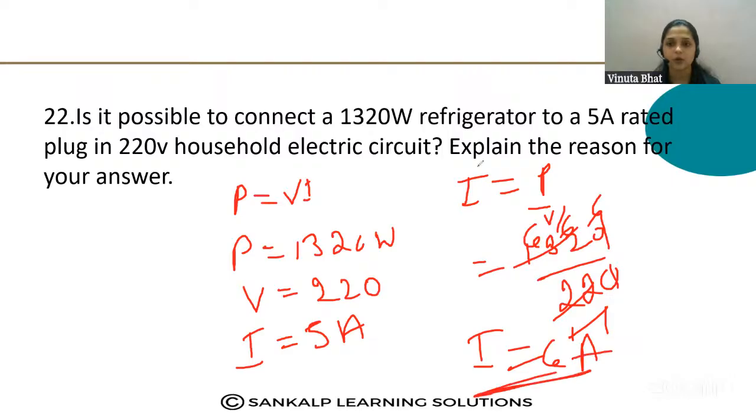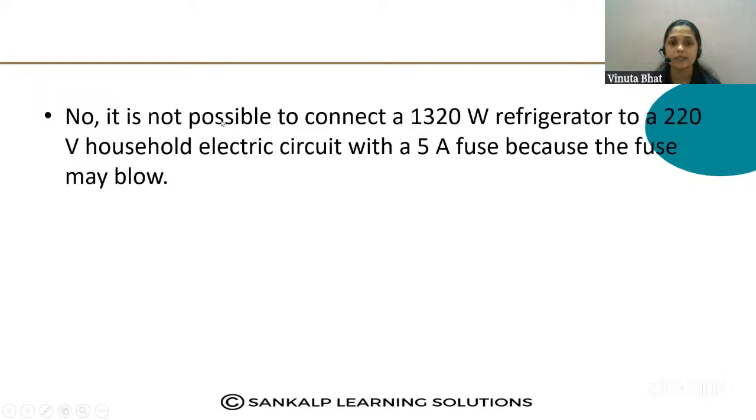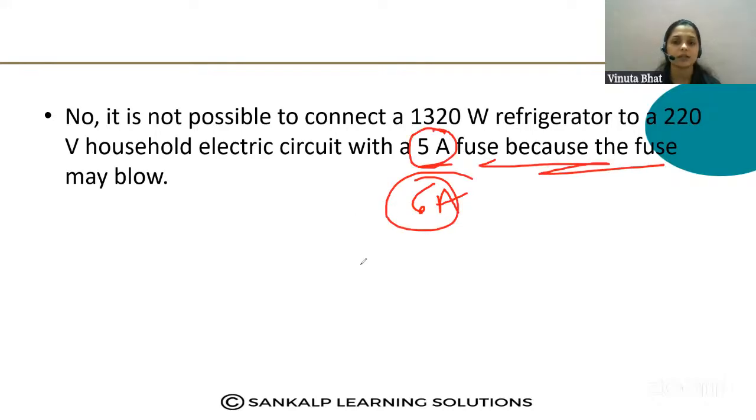So it is not possible, because a 5 ampere rated plug is used, but the current drawn is 6 ampere. So it is not possible to connect the 1320 watt refrigerator to the 220 volt household electric circuit with a 5 ampere fuse, because it needs 6 ampere. So with a 5 ampere fuse it will not work. So it cannot be connected. That is the correct answer.